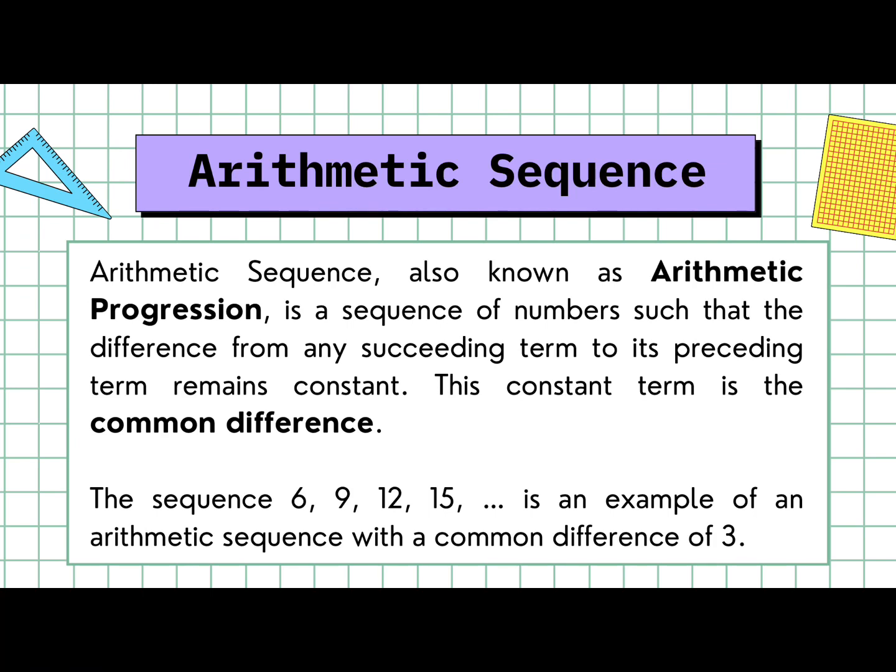The sequence 6, 9, 12, and 15 is an example of an arithmetic sequence with a common difference of 3. This is because any term subtracted from the following term is equal to the common difference. For example, 6 subtracted from 9 is equal to 3, as well as 9 subtracted from 12.